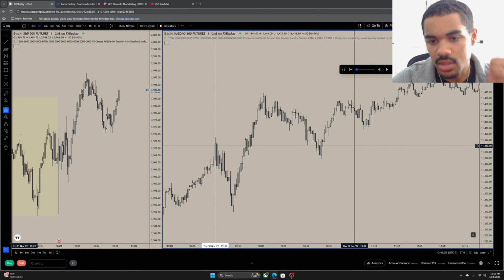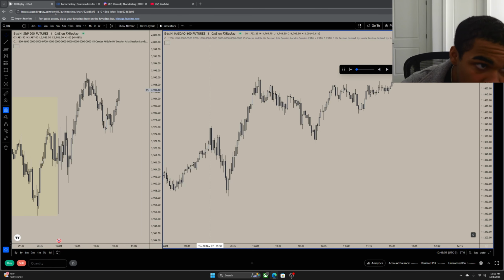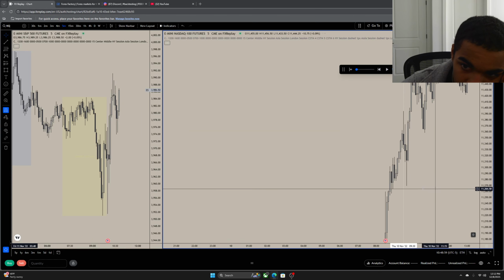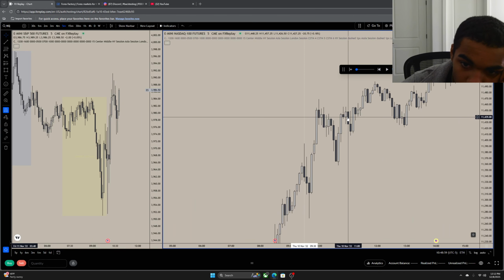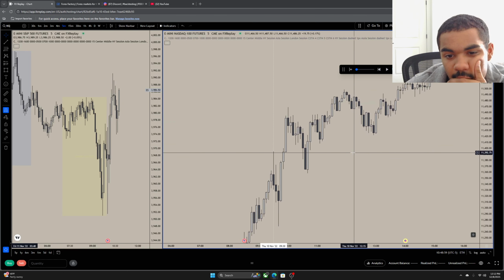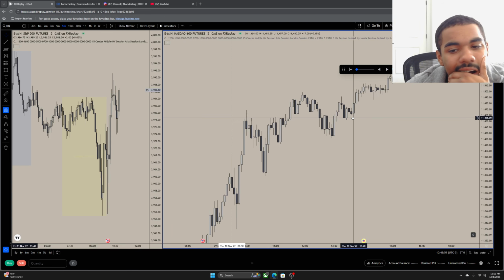Damn, hold on. This almost looks like a continuation here. That actually looks quite solid. Oh, 5 minute just ripped up. Took the high. I actually remember this. Bro. 5 minute comp. Took the high. There's a high.